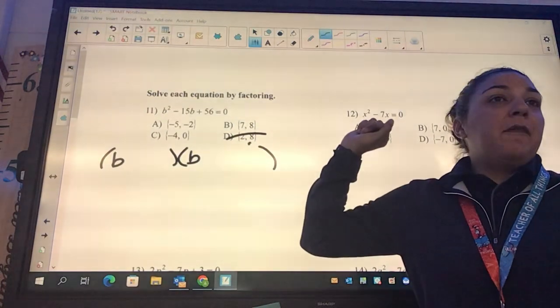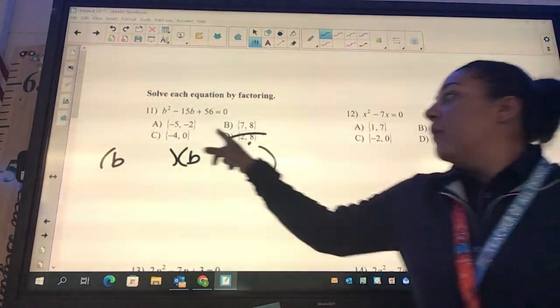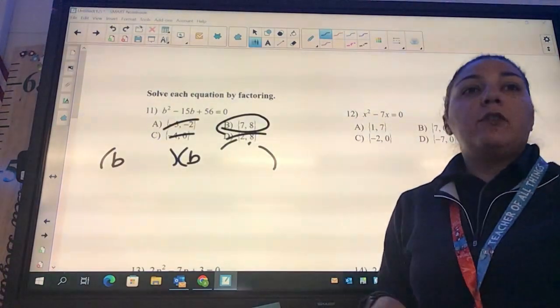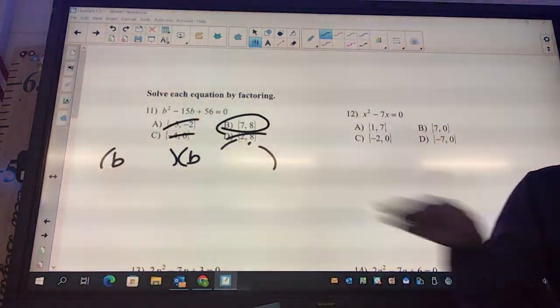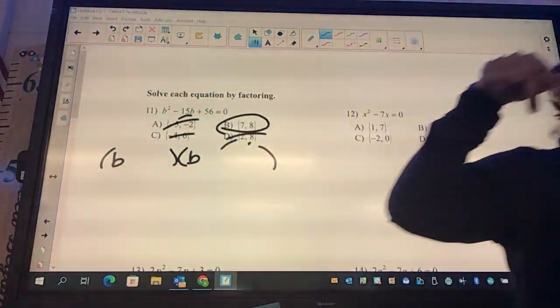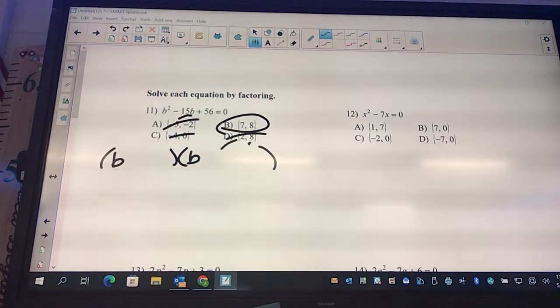Is 4 and 0 a factor of 56? No. 5 and 2? No. So it's got to be 7 and 8. Without even having to do any work, you know 7 times 8 is 56, and 7 and 8 would give us a 15. Does that make sense what I'm doing? Yeah. Okay.